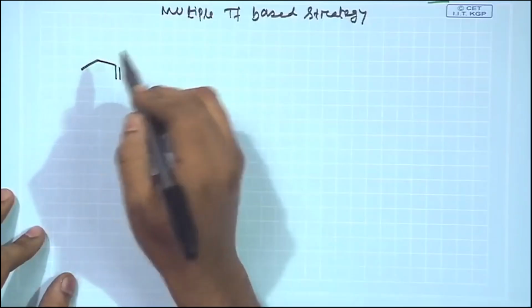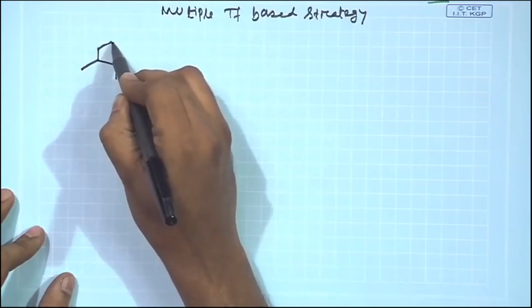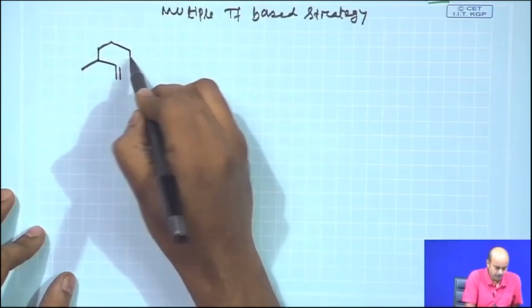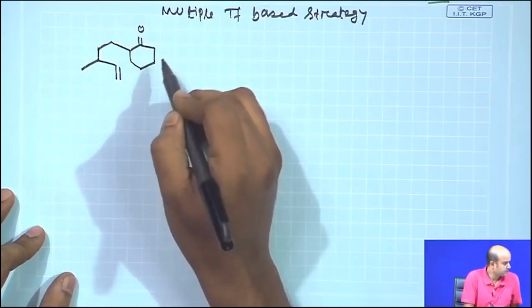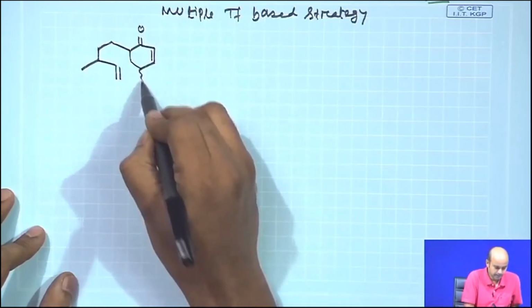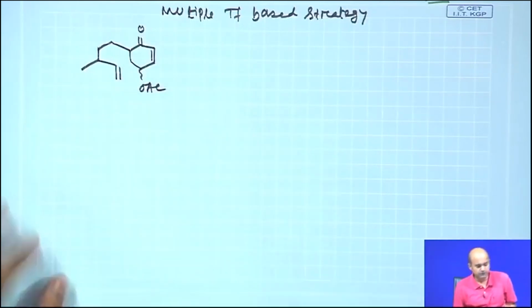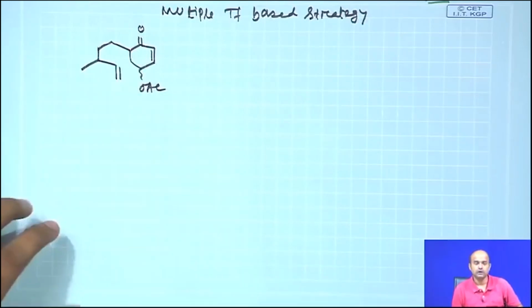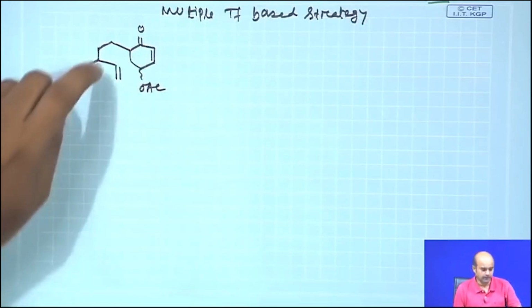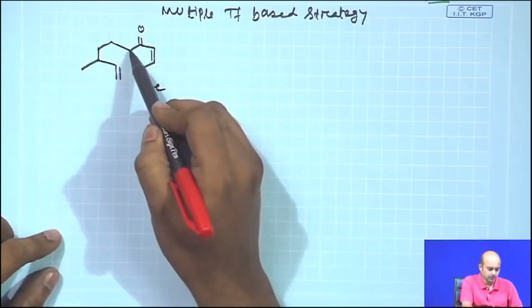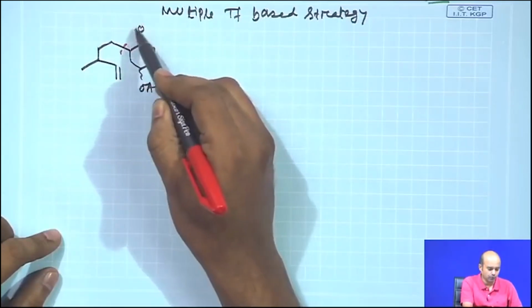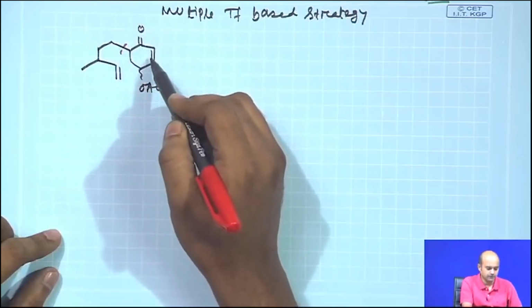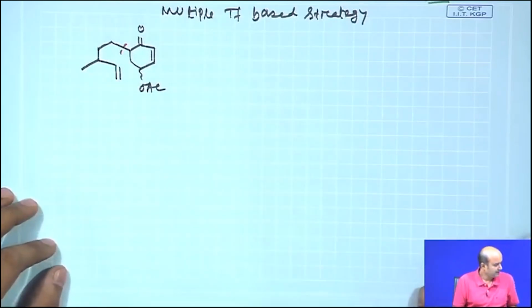So, first we will give you the target molecule which we are now going to access. The target molecule which I am now going to present, having a structure something like this, is based on a 6-member lactone, and this lactone has an alkyl appendage. This is the core structure of 6-member unsaturated lactones.